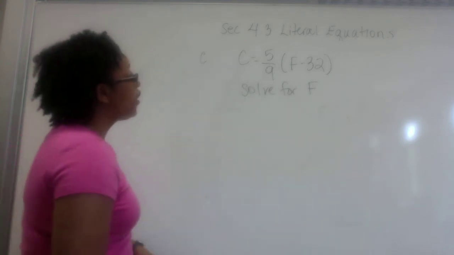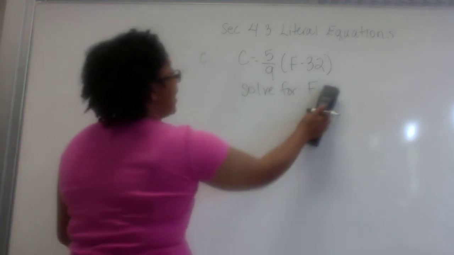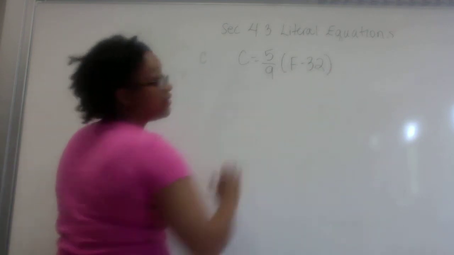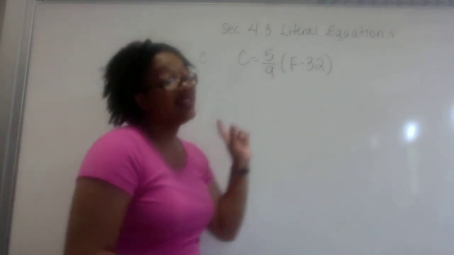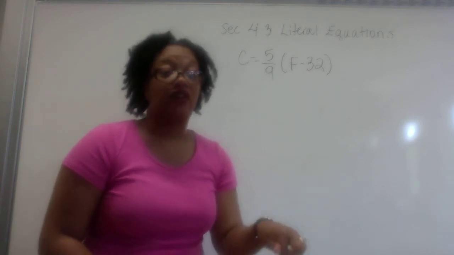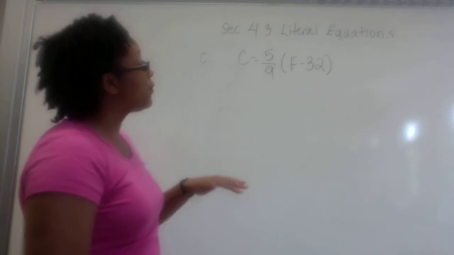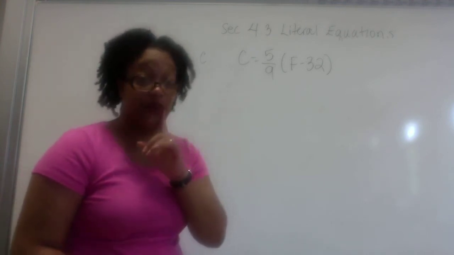So where do we want to start? Well, you got a lot going on. You got the 5/9 times the parentheses, and your Fahrenheit is in the parentheses. So once we move the 5/9 and get that out of the way, we're going to drop the parentheses and get rid of the -32.